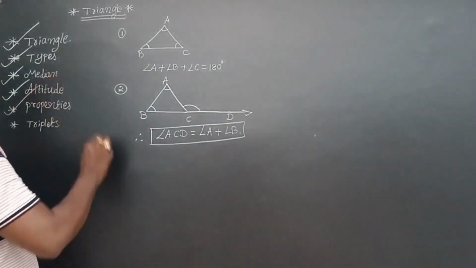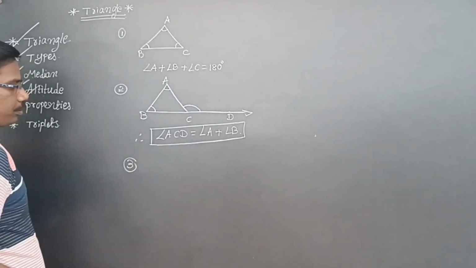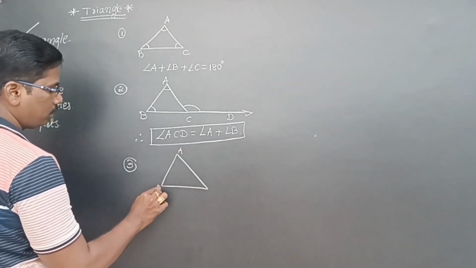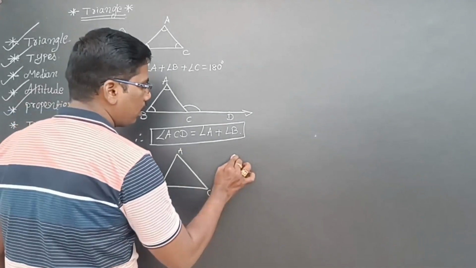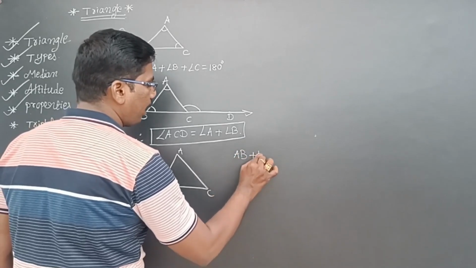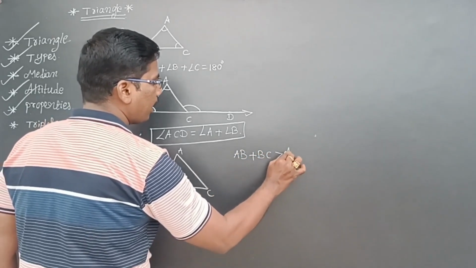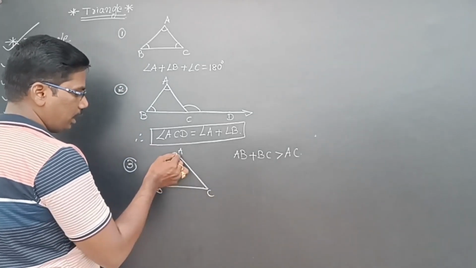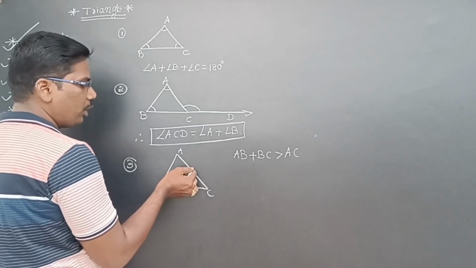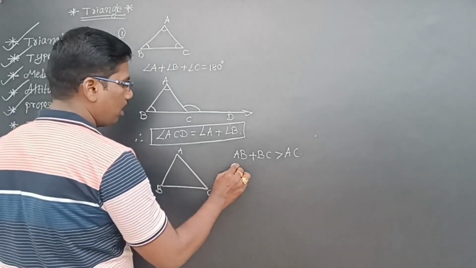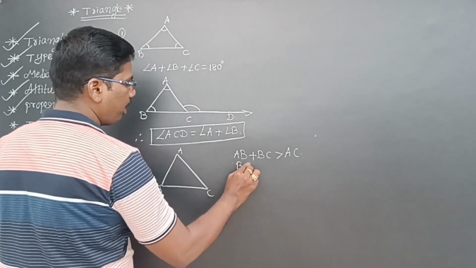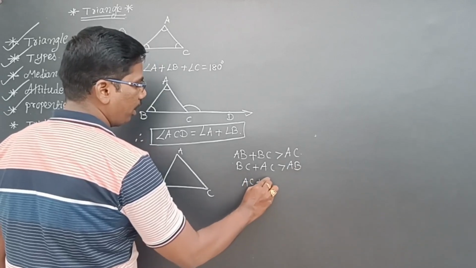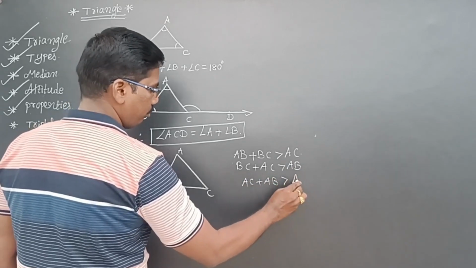Next, the third one: the sum of two sides of a triangle is greater than the third side. See, AB plus BC is greater than AC. If I add this side and this side, definitely it will be more than AC. By seeing only, you can say. So AB plus BC is greater than AC. In the same way, BC plus AC is greater than AB. In the same way, AC plus AB is greater than BC.